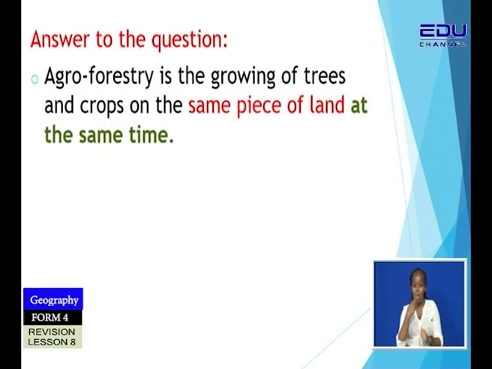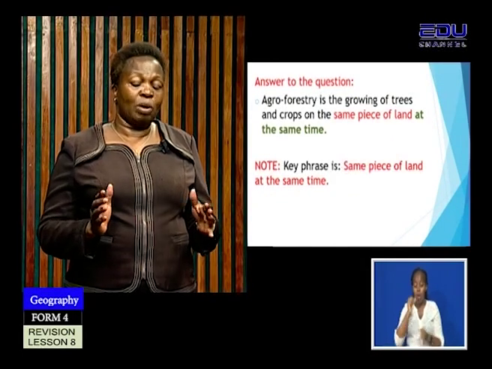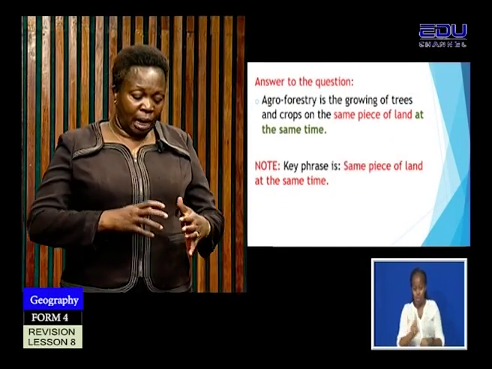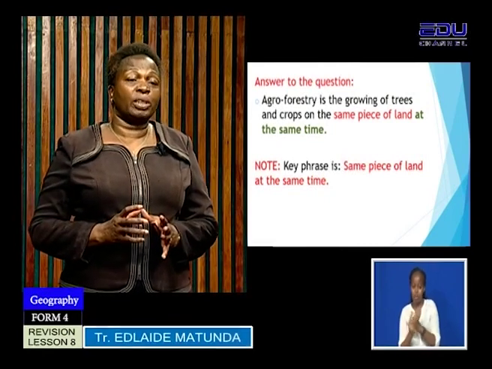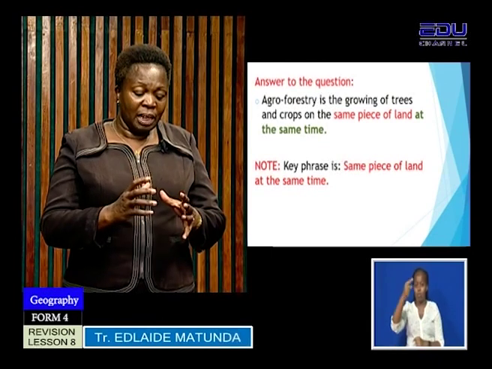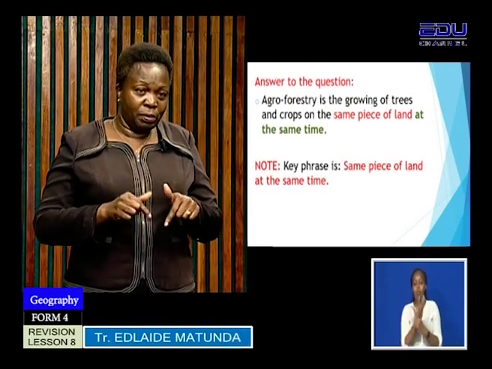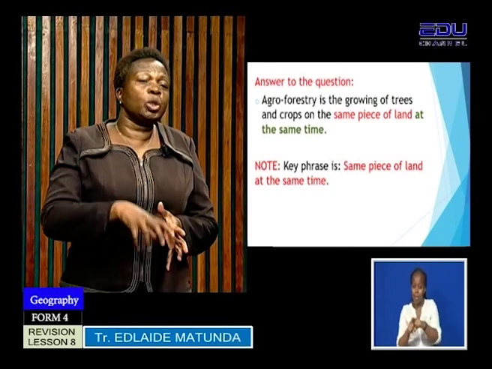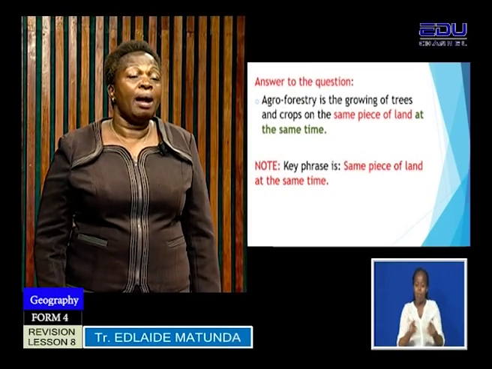Same piece of land at the same time. So the key phrase is same piece of land at the same time, because there's a possibility you can be using the same piece of land, but now you grow crops, the next time you grow trees. That is not agroforestry. But it means that you're growing trees during a certain period of time, and the crops are also on the same piece of land at that particular time. That is what it means by agroforestry.